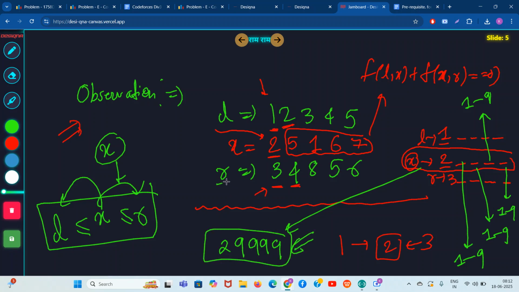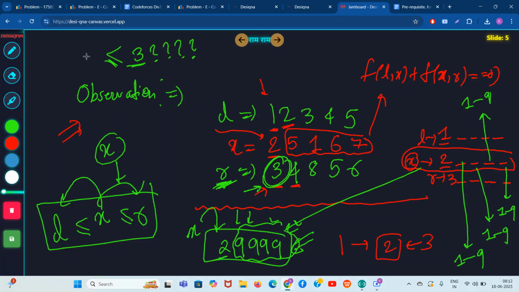Why? Because your R starts with 3, and your X is starting with 2. So even if you put the biggest numbers after 2, it will still be less than or equal to R, because R is a 5 digit number starting with 3. A 5 digit number starting with 3 will always be strictly greater than a 5 digit number starting with 2. So you can put anything in the question mark, and this will always be strictly greater than L, which is a 5 digit number starting with 1.